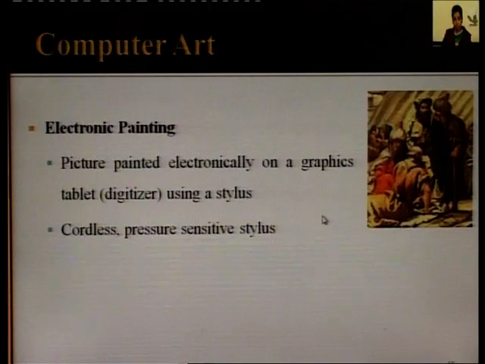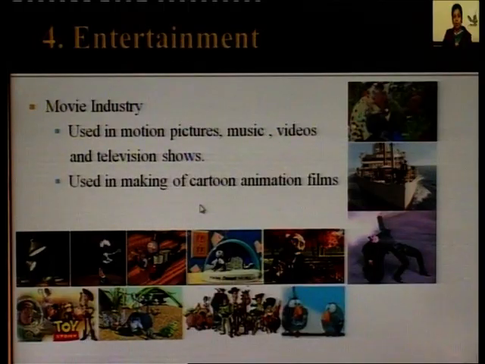So in this way, if you want to design electronic painting, graphics is also used in it. Graphics means we are discussing x and y pixels, xy coordinates, pixels. A picture is painted electronically on a graphics tablet using a stencil. Entertainment is also an application of computer graphics.